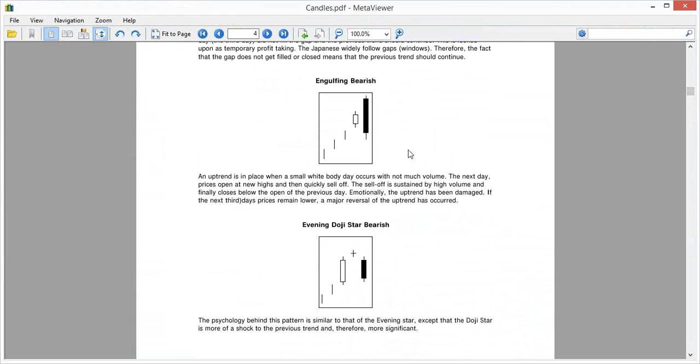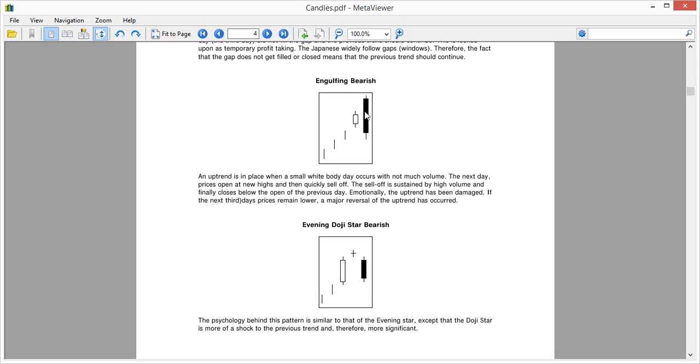The sell-off is sustained by high volume, and the price finally closes below the open of the previous day. So we had our bullish candle on day one. The price opened up but we sold back below the open of the previous day. Emotionally the uptrend has been damaged. If the next third day remains lower, then the major reversal has occurred. So we're looking for confirmation the next day. Again, we're always looking for confirmation in the markets.